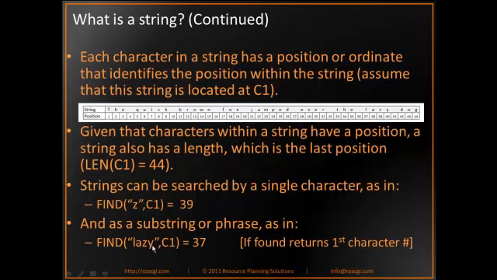And you can also go looking for longer character strings. So the word lazy, basically what find would do is it would find an occurrence of these 4 characters in this order, L, A, Z, Y, in the character string at C1. And you can see that L occupies the 37th position. So it returns the position of the first character. So if you want to peel this out of there, you would start at character 37.